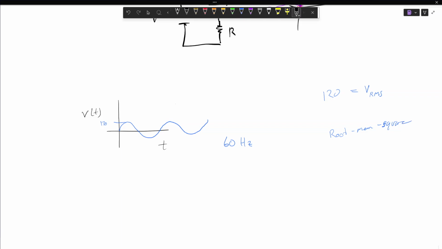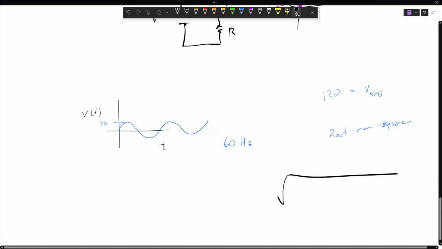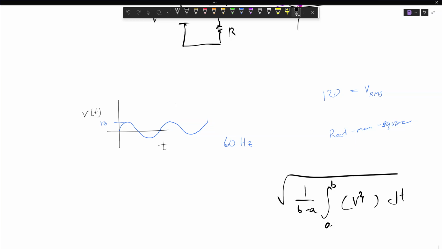And so what that means is we're taking the square root of the mean, the time average, of the square of whatever that voltage function is. And what we find is that when you do this, the peak voltage times root 2 over 2 is always going to equal this so-called RMS voltage. So this 120 volts RMS, if you divide that 120 volts by root 2 over 2, you're going to get that 170 volt peak. That really is what we're dealing with in our electric grid.